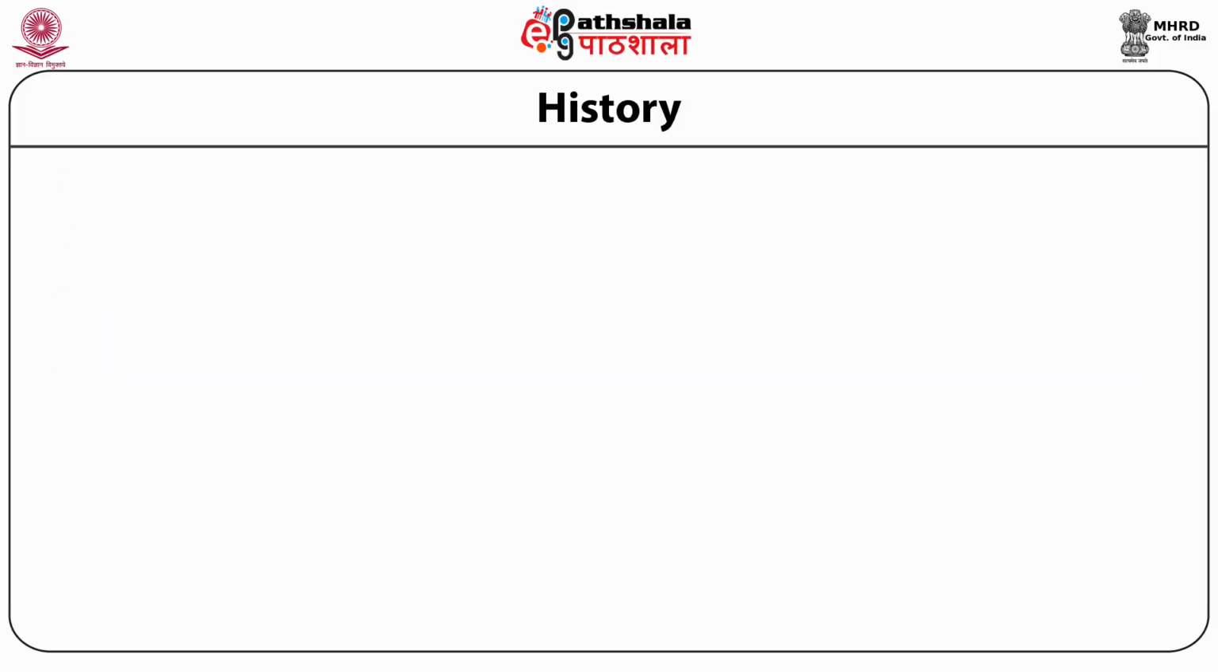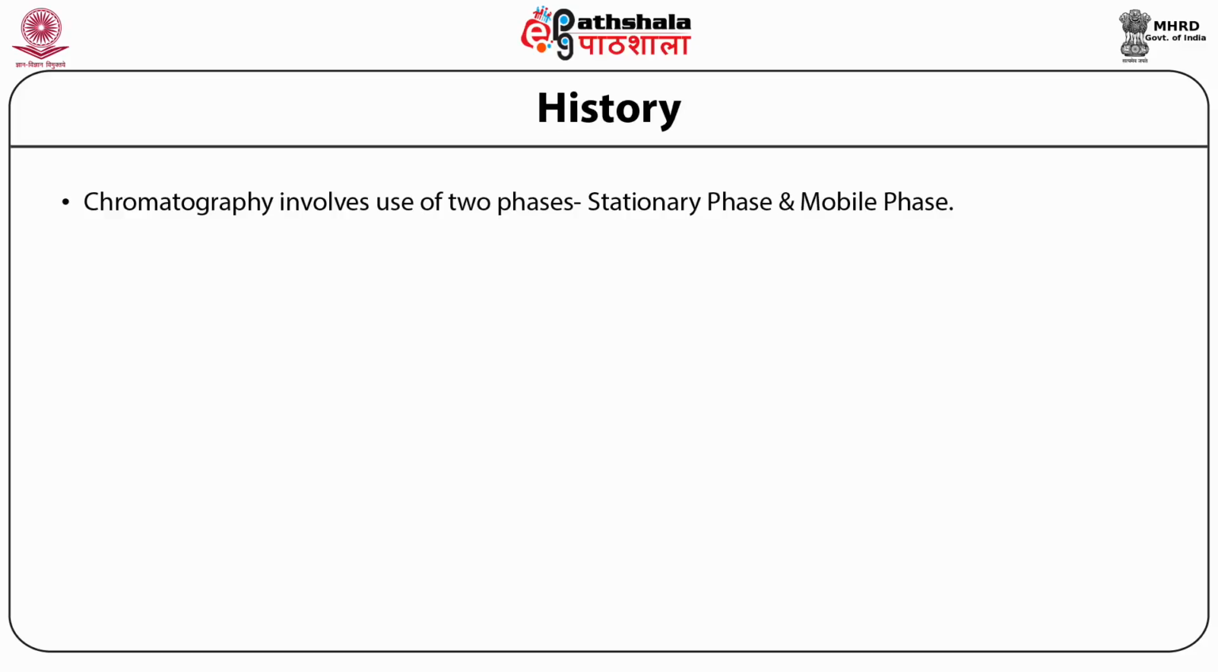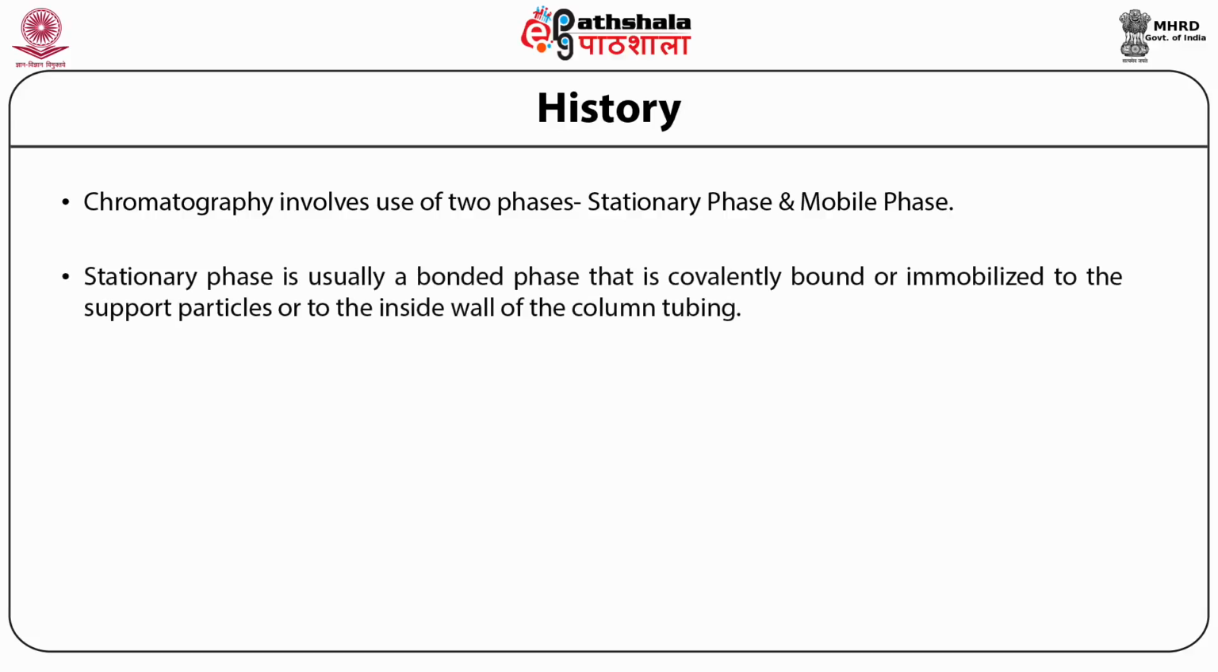In all types of chromatography, the mixture to be analyzed is applied and allowed to adhere to a stationary phase material known as an adsorbent. A stationary phase is usually a bonded phase that is covalently bound or immobilized to the support particles or to the inside wall of the column tubing.